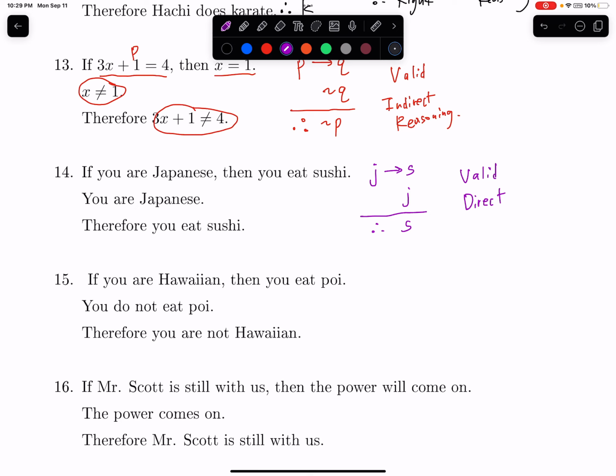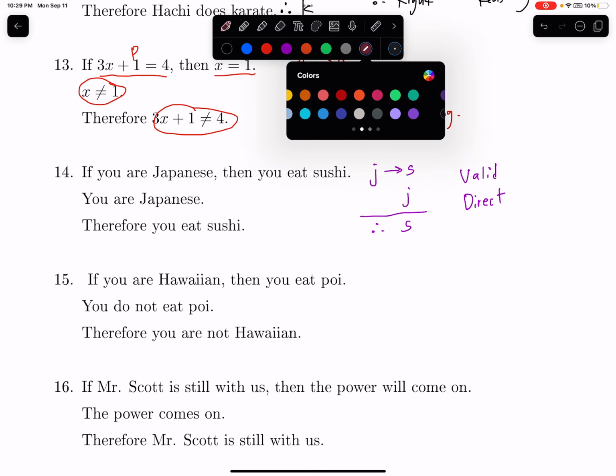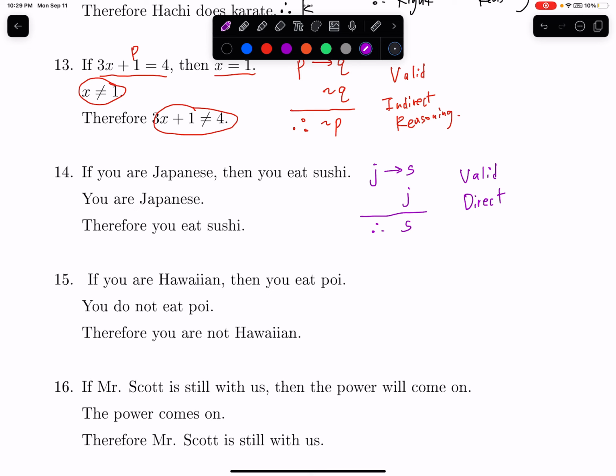Okay, number 15. Let's change color here. What do we want? This new purple. Okay, if you're Hawaiian, then you eat poi. You don't eat poi. Therefore, you're not Hawaiian. Okay, again, pretty straightforward, right? If I just changed the letters, if I'd used P's and Q's instead, you would have seen that it's exactly the same pattern as the contrapositive.